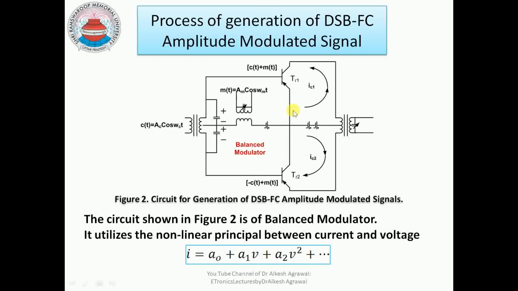Since a transistor is a current control device, we have this nonlinear relationship between current and voltage, I = a0 + a1 V + a2 V squared, that is used for the analysis of this circuit diagram for the generation of double sideband full carrier.